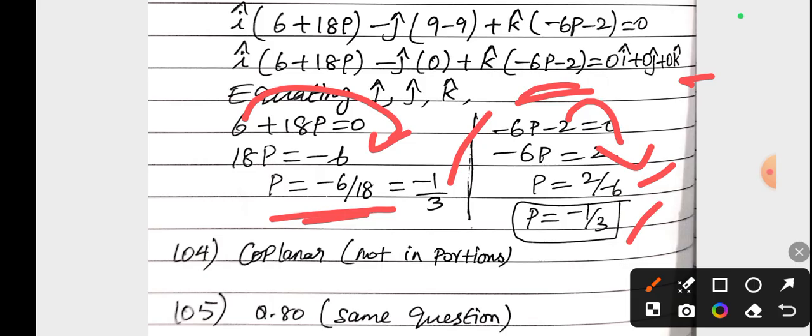The 104th question is on coplanar, which is not in the portion. The 105th question is the same as the question number 80. Kindly check these sums and forward them to your 12th standard friends. It will be useful for them.